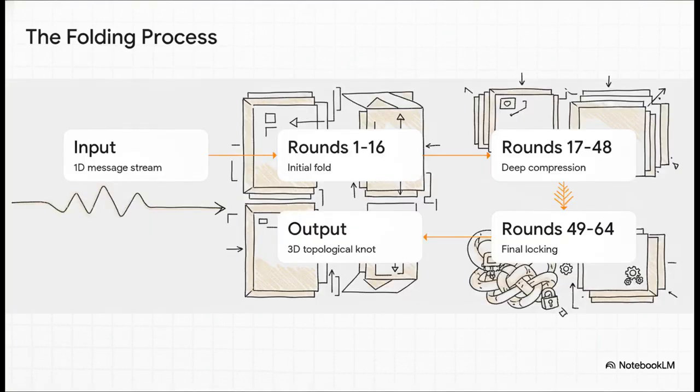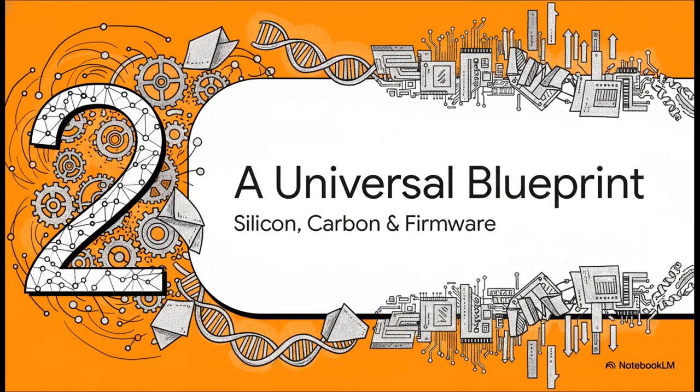And this slide really breaks down that folding process for you. Each of those 64 rounds isn't just a math equation, it's a physical stage on an assembly line. The data comes in, it gets its initial fold, then it's deeply compressed, and finally, it's locked into its final super intricate shape.